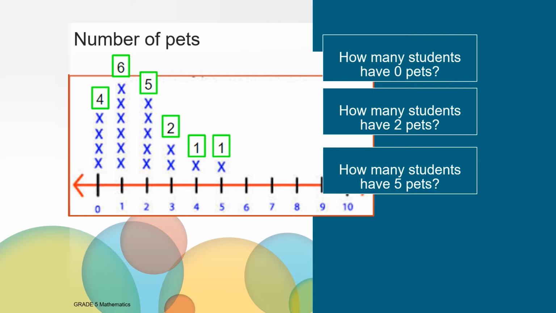Maybe you thought of the following statements. Most students in this class have either 0, 1, or 2 pets. Or maybe you thought, not many students in this class have more than 2 pets.